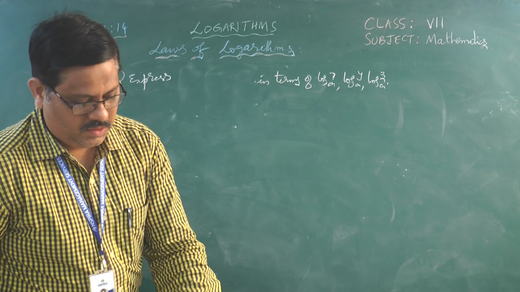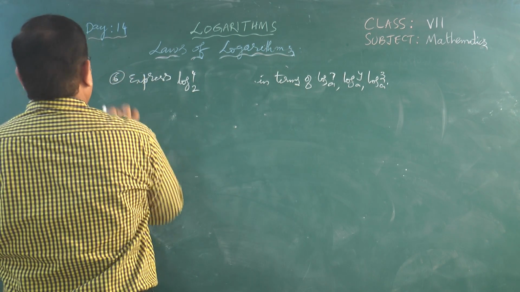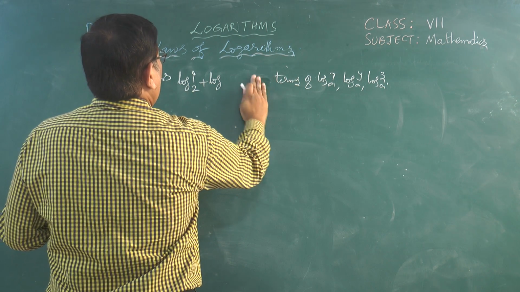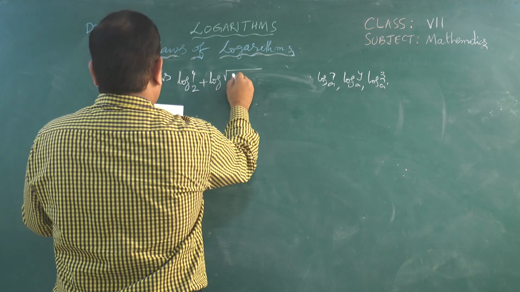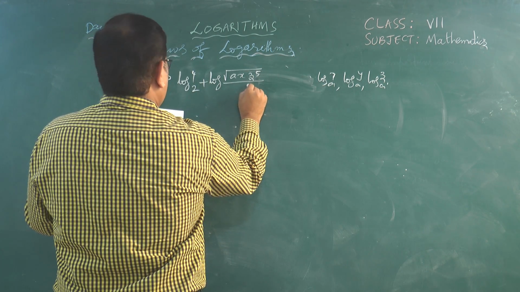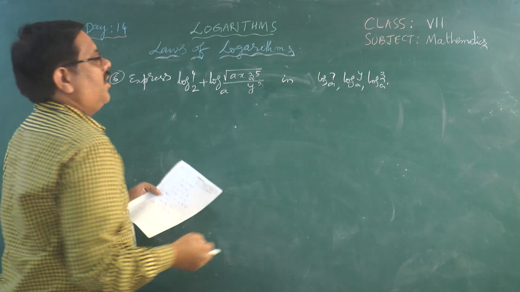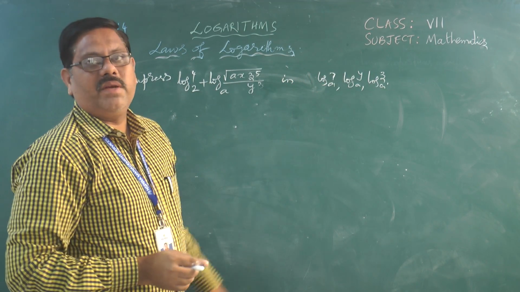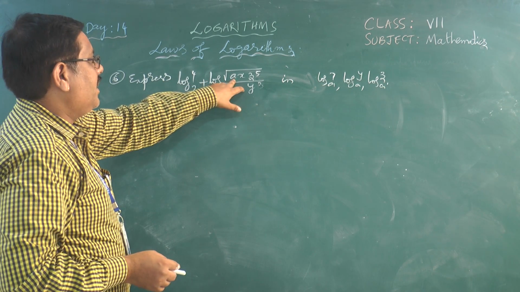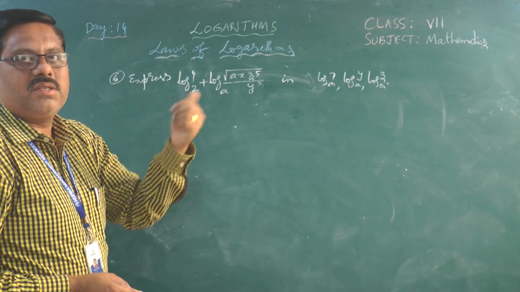Express log 4 to the base 2 plus log root over a x z power 5 upon y cube to the base a in terms of log x base a, log y base a, log z base a. Look at the question. Log 4 to the base 2 plus log root over a x z power 5 by y cube to the base a in terms of log x base a, log y base a, log z base a.